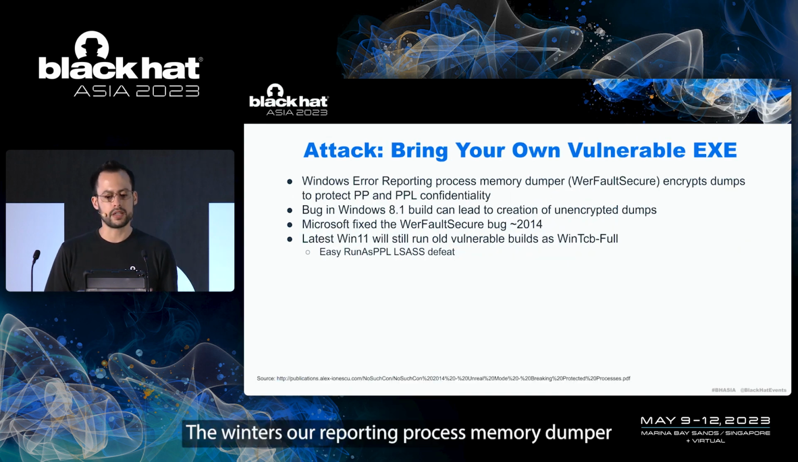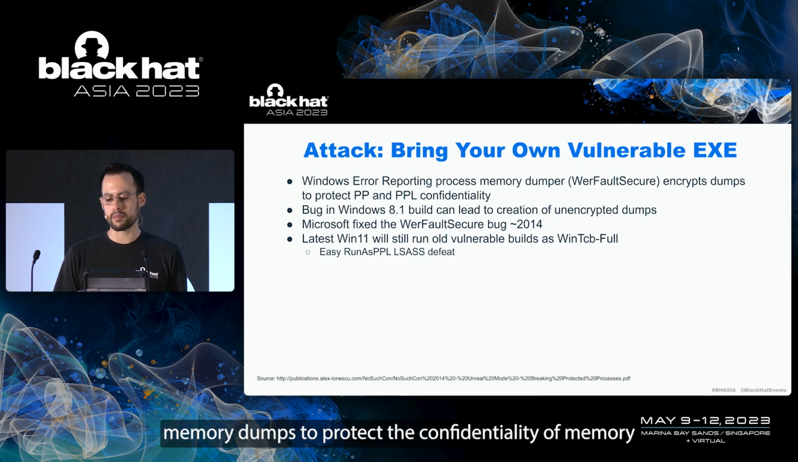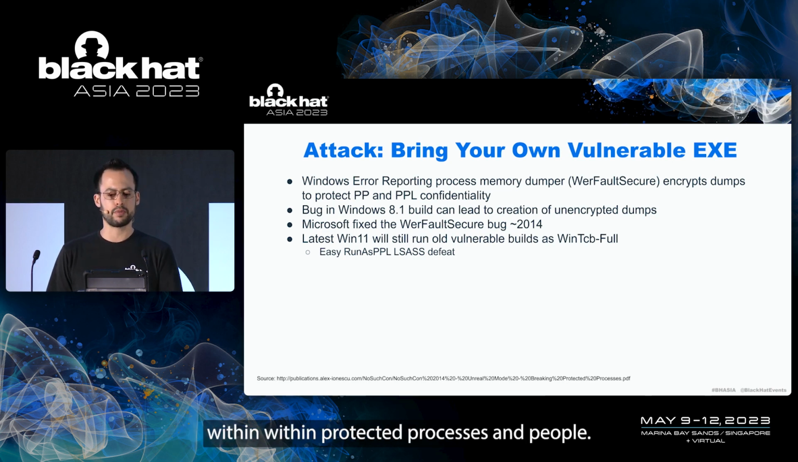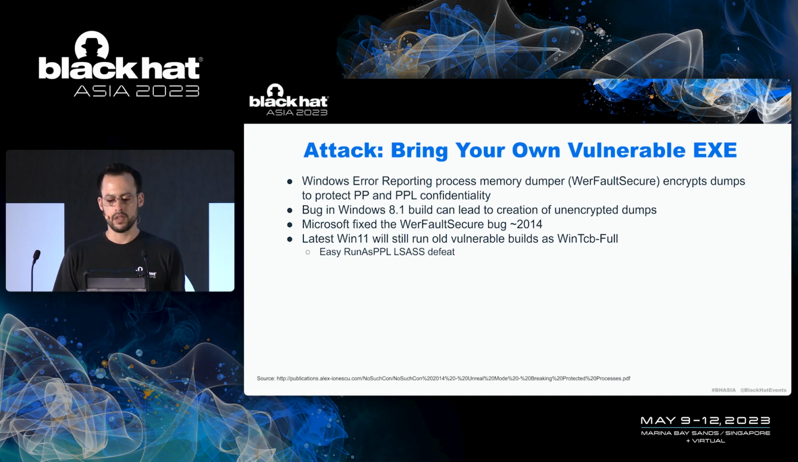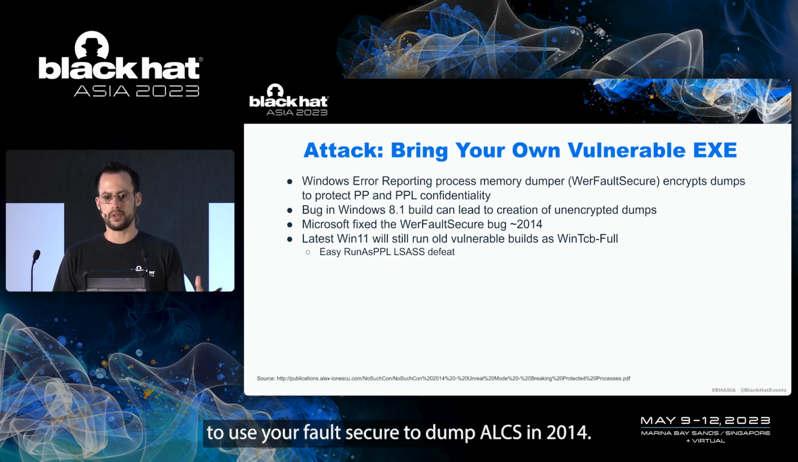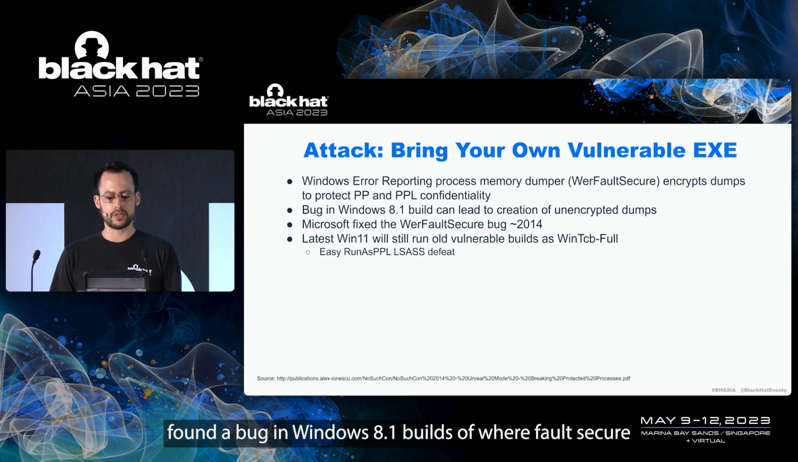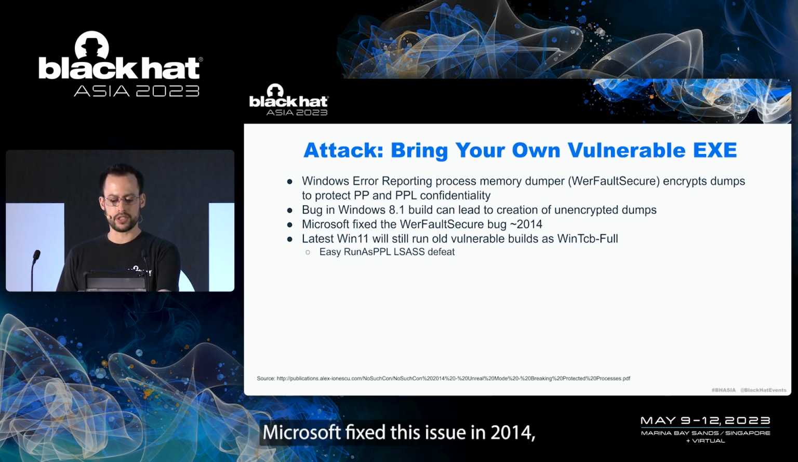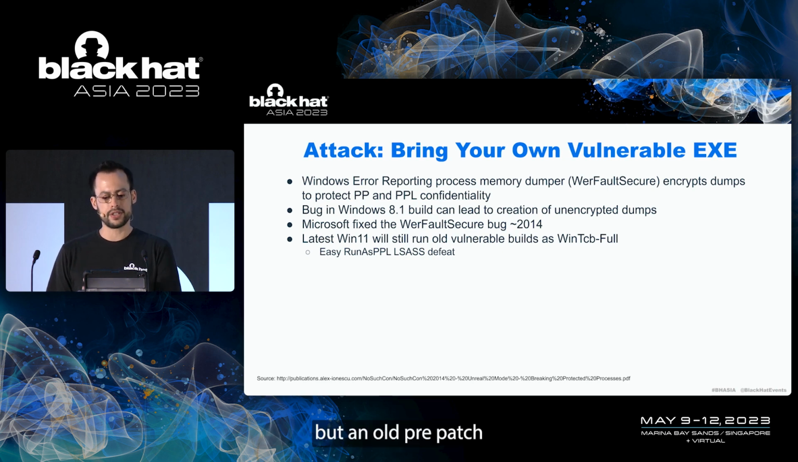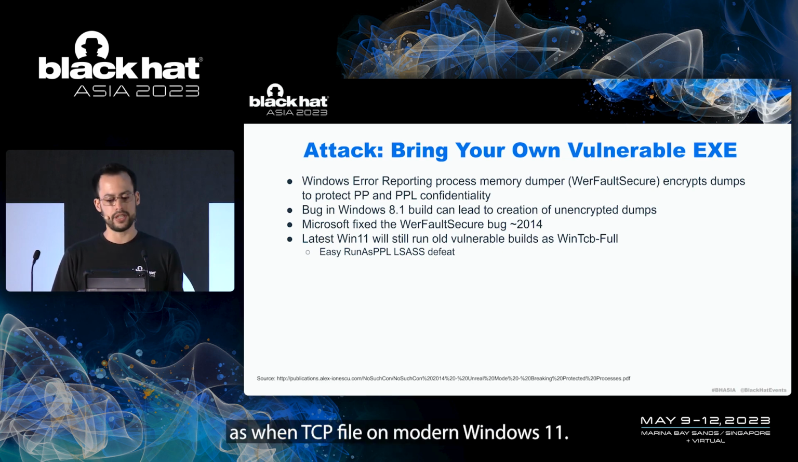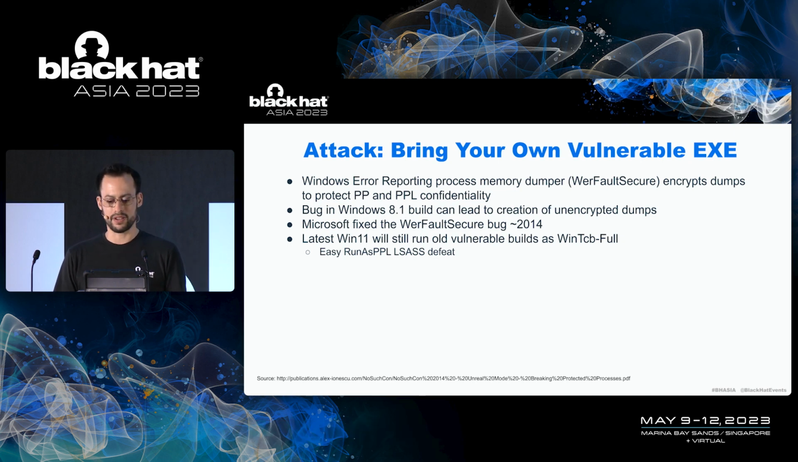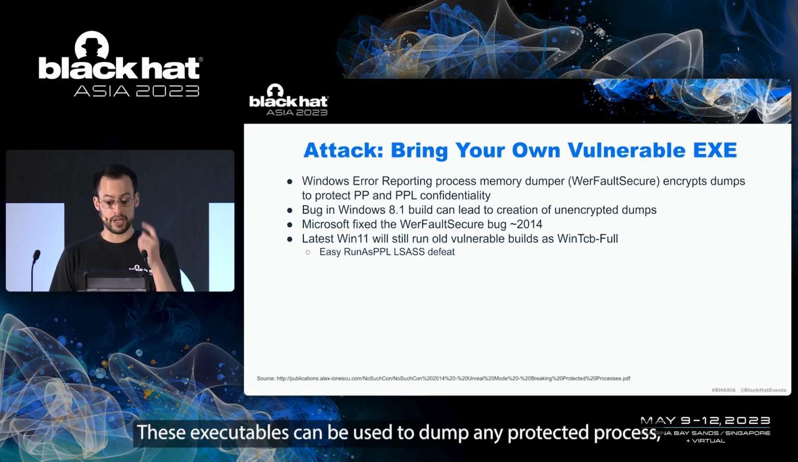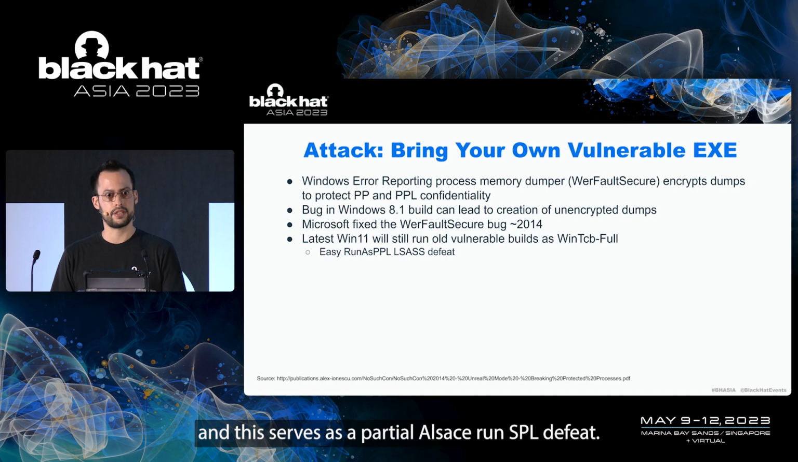The Windows Error Reporting Process Memory Dumper, or WRFault Secure, creates encrypted memory dumps to protect the confidentiality of memory within protected processes and PPL. For example, you don't want somebody to be able to use WRFault Secure to dump LSASS. In 2014, Alex Ionescu found a bug in Windows 8.1 builds of WRFault Secure that can lead to the creation of unencrypted dumps. Microsoft fixed this issue in 2014, but old pre-patch vulnerable builds can still run as WinTCB on full modern Windows 11. Their signatures are still honored and valid. These executables can be used to dump any protected process, and this serves as a partial LSASS run as PPL defeat.